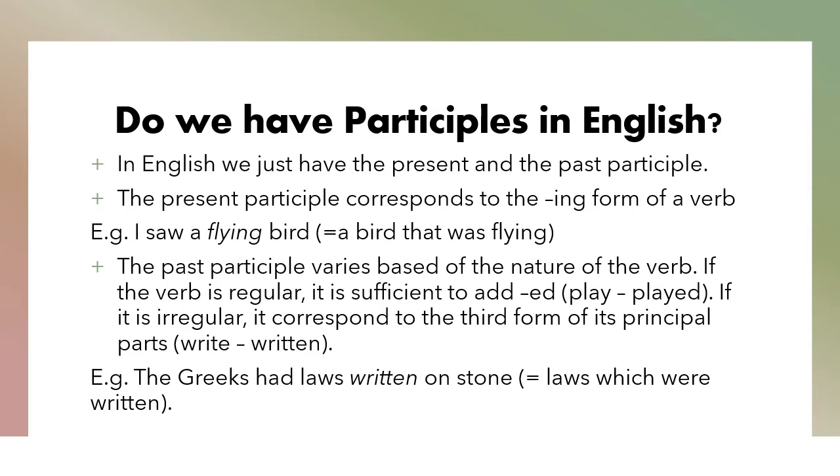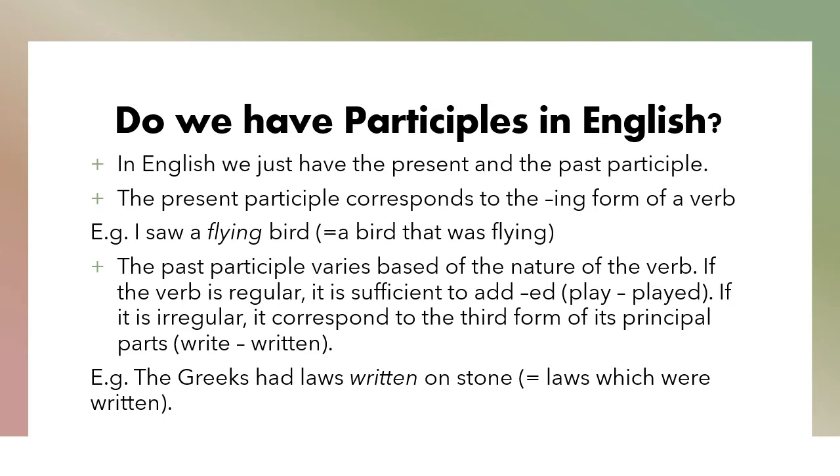So do we have participles in English? Yes, of course we have them. But we just have the present and the past participle. Specifically, the present participle corresponds to the ing form of a verb. For example, if I say I saw a flying bird, so I saw a bird that was flying, in this sentence, flying is the present participle.